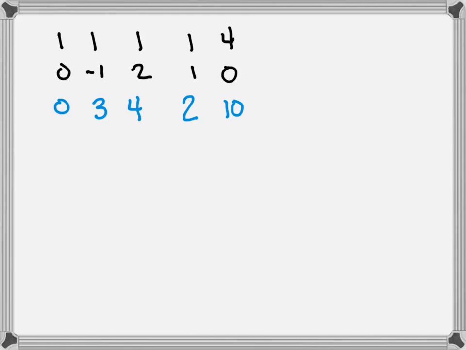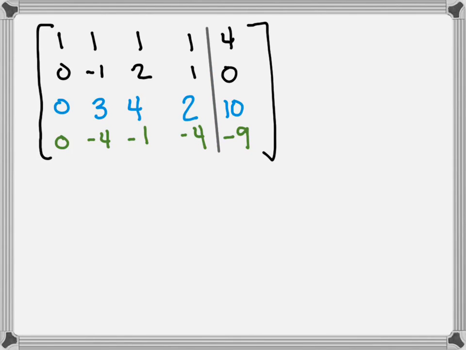And for row 4, we're doing -2 times row 1 plus row 4. I'll do -2 times 1 plus 2, and that's 0. -2 times 1 plus -2, and that's -4. -2 times 1 plus 1, -1. -2 times 1 plus -2, -4. And -2 times 4 plus -1, -9. So this is our resulting matrix.